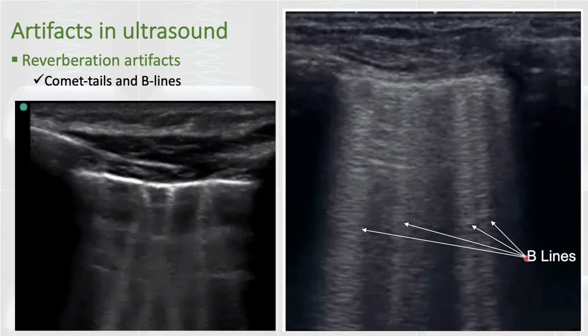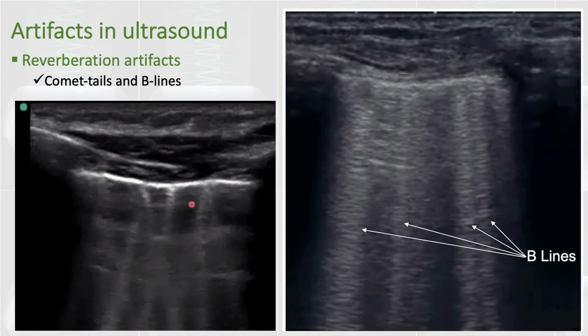And basically, during lung examination, when you're looking at the pleural line, which is basically the visceral pleura and the parietal pleura sliding against each other in a normal person, like we see here. This is the pleural line, this is the rib, this is the rib, and this is the shadow behind the ribs. And this is the lung tissue basically.